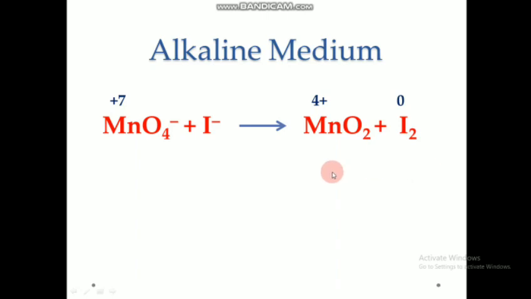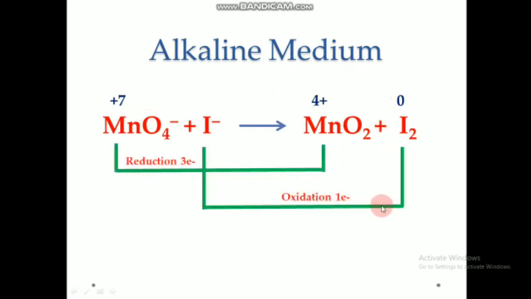So what is the oxidation and reduction? Plus 7 to plus 4: manganese decreases in its oxidation state. So we can tell it is reduction. And I minus, minus 1 to 0, is an increase in oxidation number. Hence it is oxidation, and Mn is reduction. So the first step is completed.